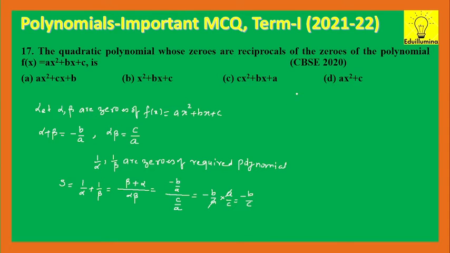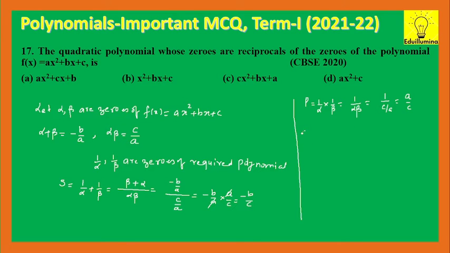Then the product of zeros of the new required polynomial is 1 upon alpha into 1 upon beta, so 1 upon alpha beta. The value of alpha beta is c upon a. So further it is equal to a divided by c.